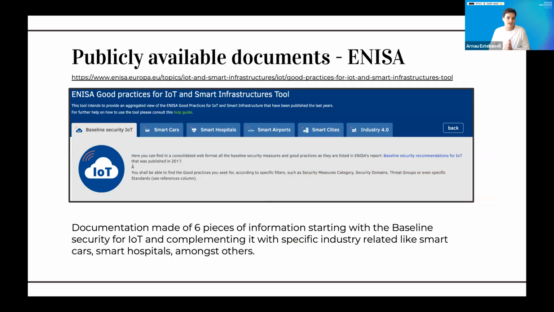But before we start talking about how to address all these vulnerabilities with pentest methodology, I wanted to waste 2 minutes to also show some of the documents which are really relevant, and for companies that are starting to look into IoT security, they can be interesting. ENISA has a super interesting documentation. They have 6 pieces of information, which start with a baseline security for IoT, and then they have the smart cars, hospitals, airports, cities, and Industry 4.0.